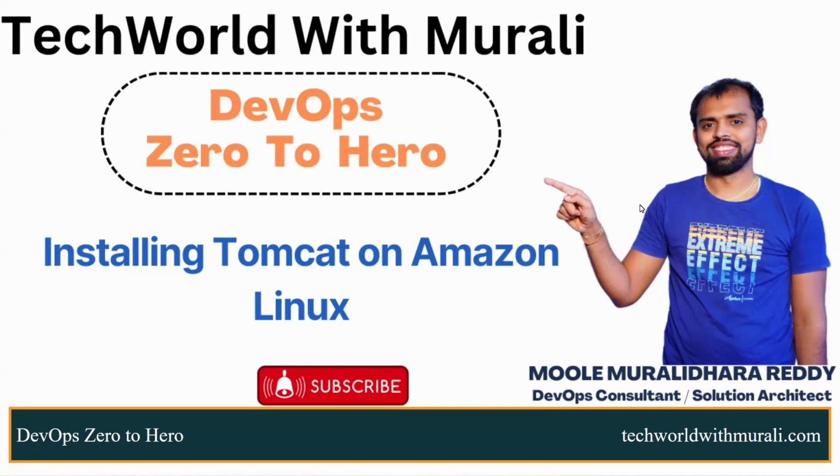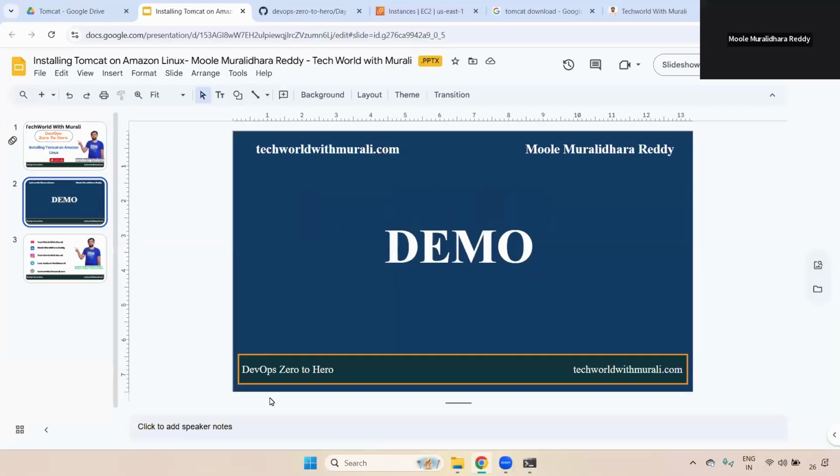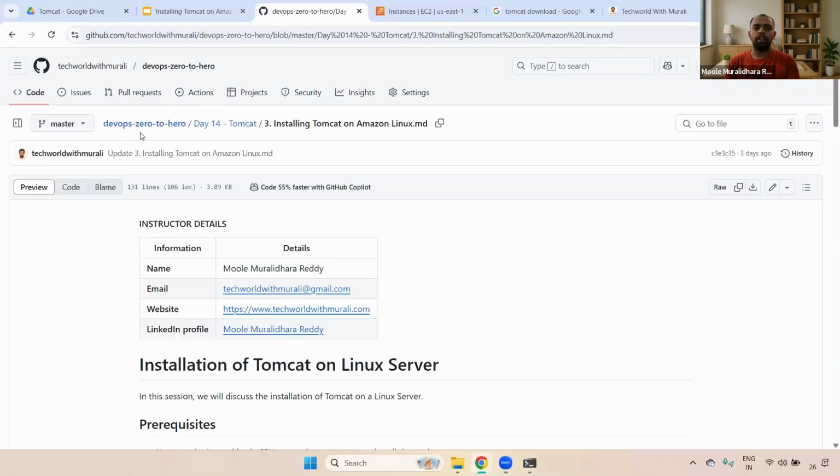Now we are going to discuss installing Tomcat on an Amazon Linux server. Let's see the demo so that you will get some idea. For that, here we have a GitHub repository, DevOps 0 to Hero, day 14. I already wrote the documentation on how to install Tomcat. We can go through it one by one.